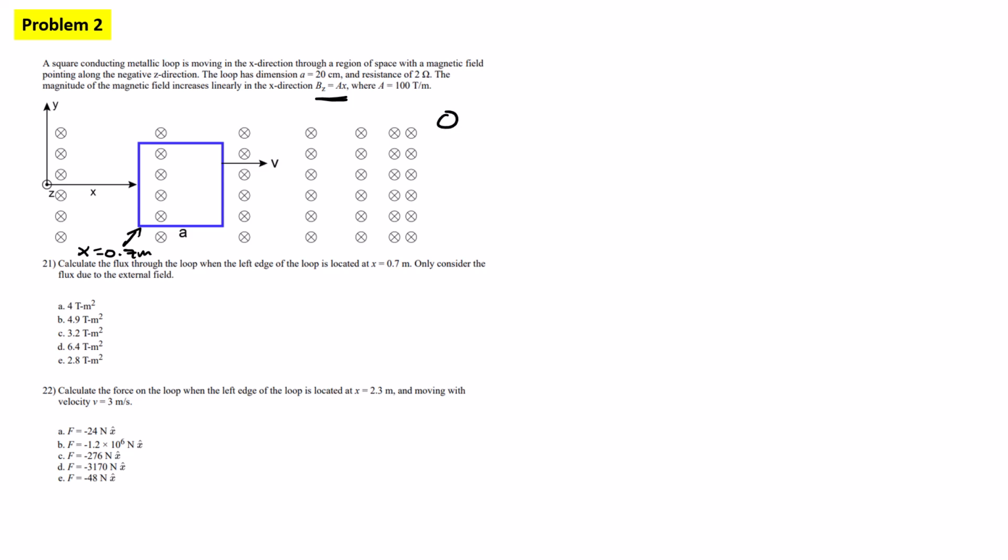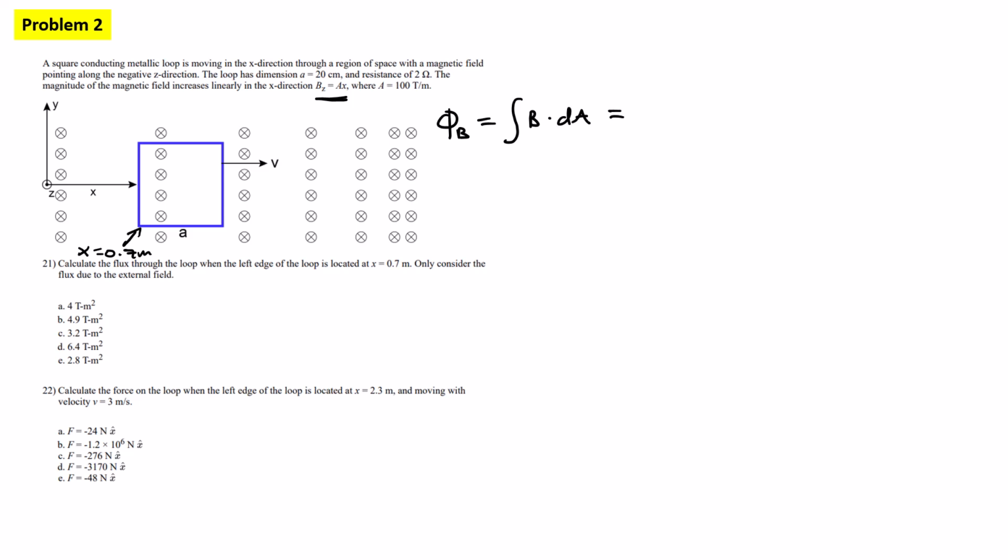We use our definition, the magnetic flux. Now in this case, the field is not constant in space. So what you have to do here is we really need to integrate over the entire loop area, and we integrate the value of the field over that area.